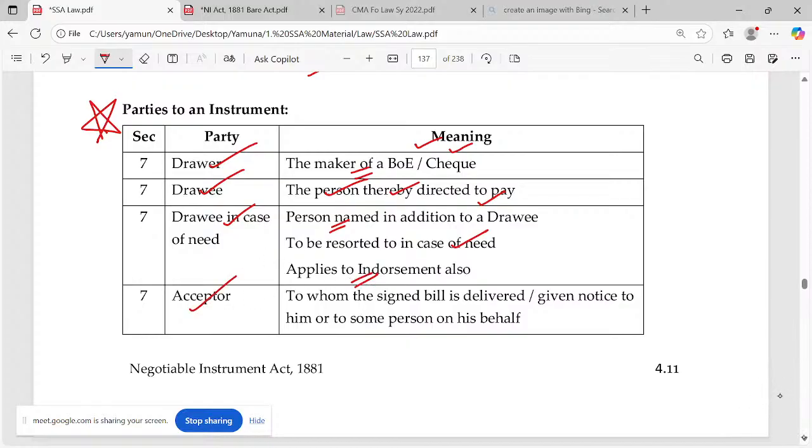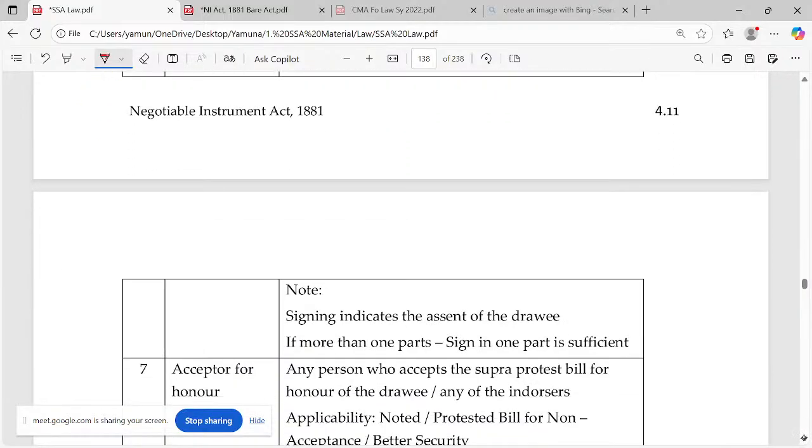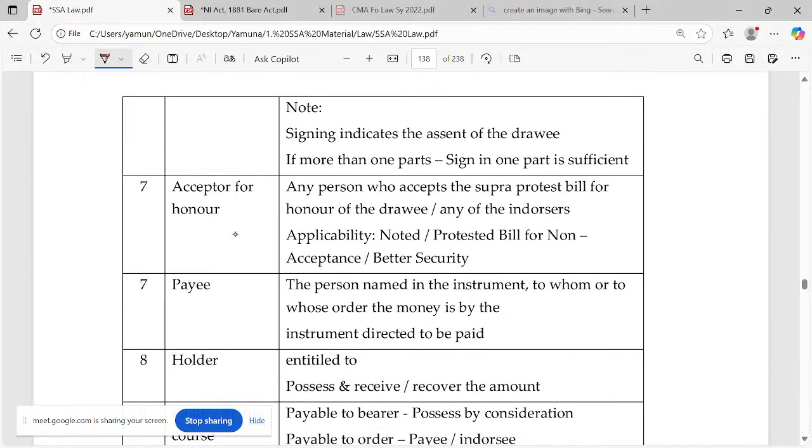Acceptor is the one to whom the signed bill is delivered and who accepts it. That's what I call the acceptor. Acceptor for honour is any person who accepts after protest for dishonour, where a notary public has to receive it. It is applicable only when it is noted and protested. We have seen this in inland and foreign instruments, isn't it? It is done for better security.